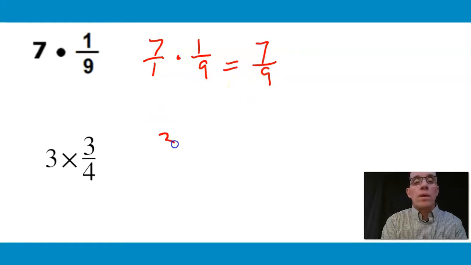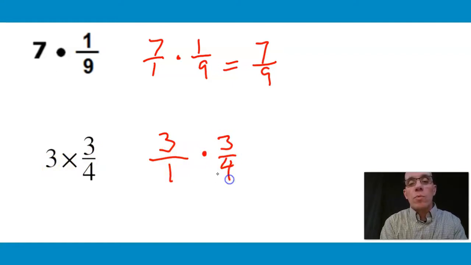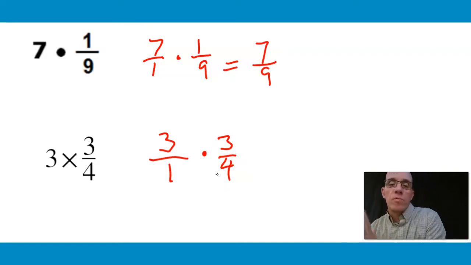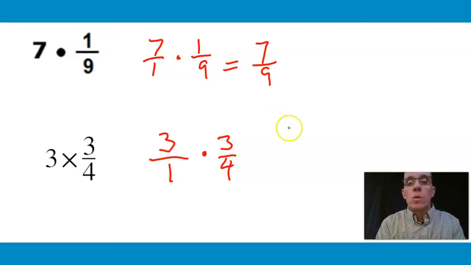So 3 times 3/4, or 3 of these 3/4. So it would be 3 over 1. I'm turning 3 into a fraction by placing 1 in the denominator. And then I have 3/4. And I have 3 of those 3/4. So it's a group of 3/4, another group of 3/4, and another group of 3/4. So altogether, that would give me 9/4.